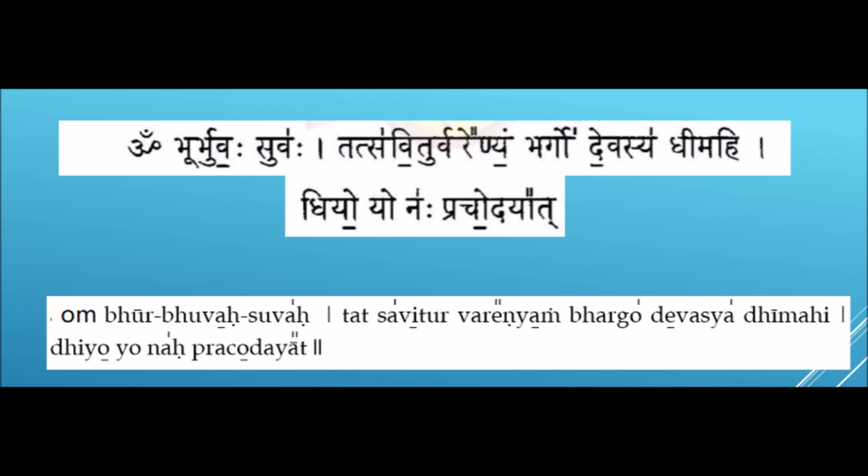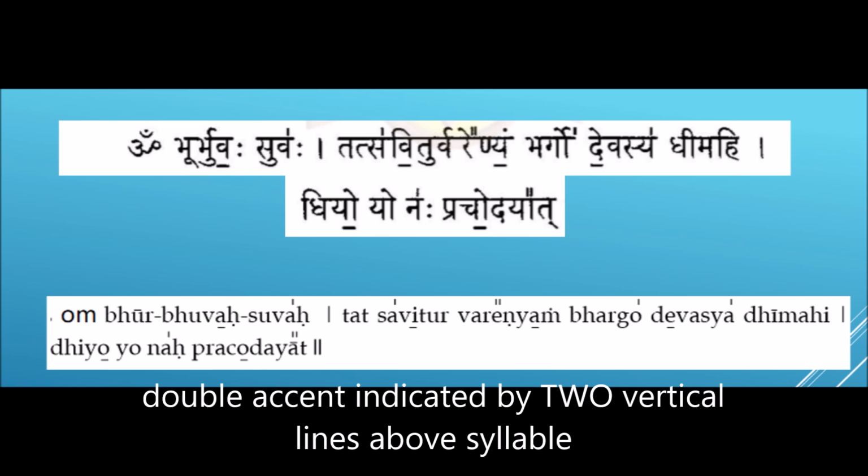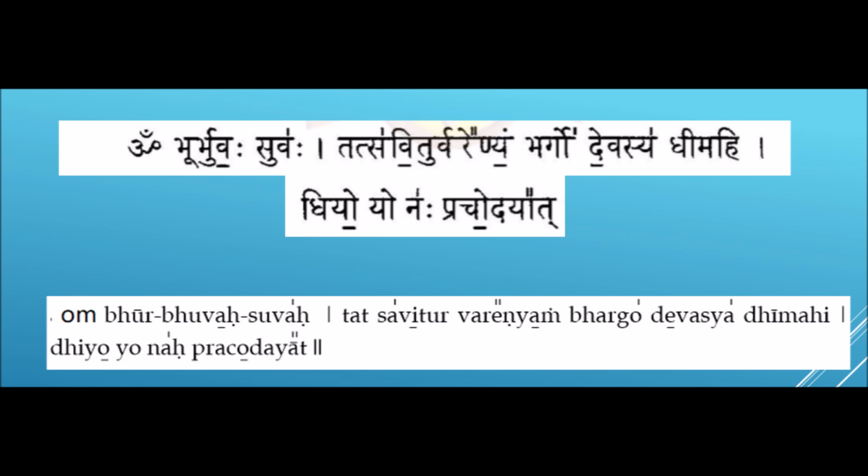Now we have a variant in the Svarita, the high pitch. It is called the Dirgha Svarita or the double accent. We have two words here in which we observe the double accent. Number one, Varenyam Bhargo. Varenyam. The Re is brought in a double accent. It is chanted in a mid pitch followed by a high pitch.